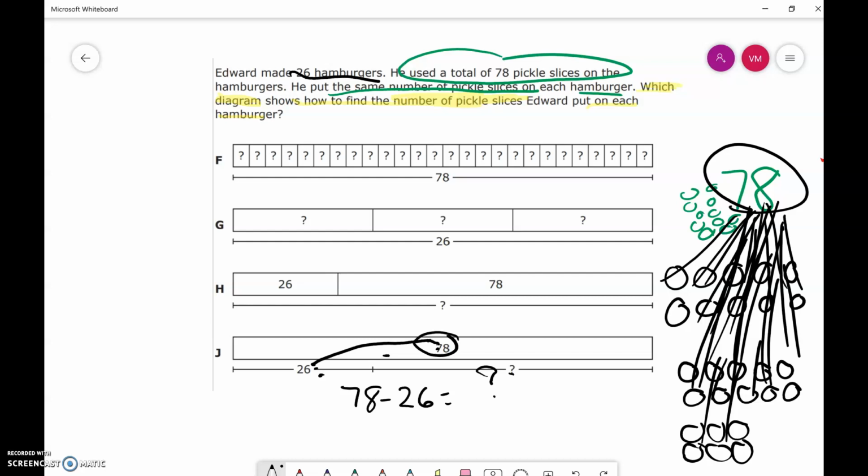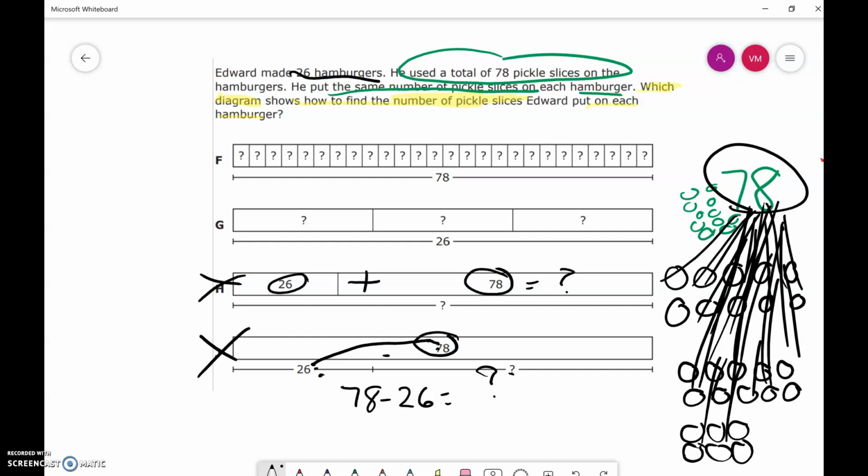Did I subtract 26 hamburgers? No. When I look at this diagram, I'm looking to see these parts are next to each other, so that means I'm summing them. 26 plus 78 equals something. I don't think I'm gonna get more pickles and more hamburgers, so that doesn't make sense. H is out of the question.